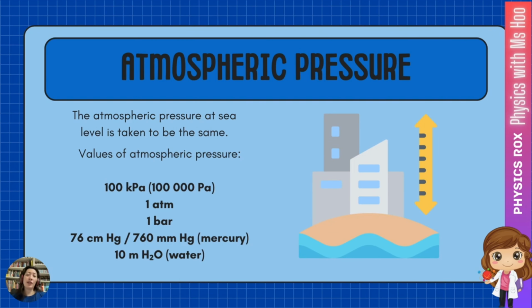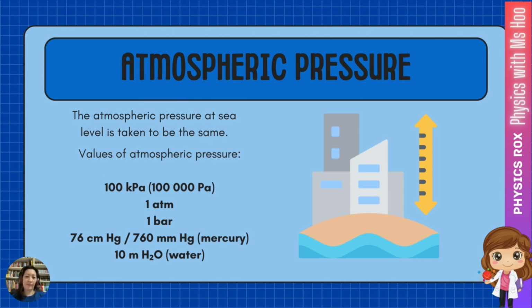Generally, the atmospheric pressure at sea level is taken to be the same. So remember that just because we say that we are at sea level doesn't mean that you have to be right next to the sea. It just means that we are at the same level as the surface of the sea. So we could be on land in the middle of a peninsula or island or even a giant continent, as long as the level of that land is equal to the surface of the sea, that's said to be sea level.